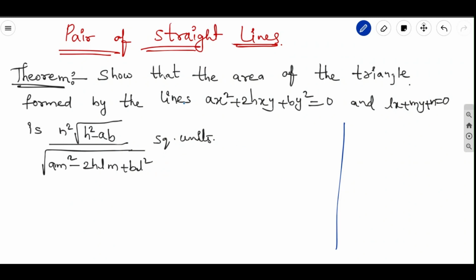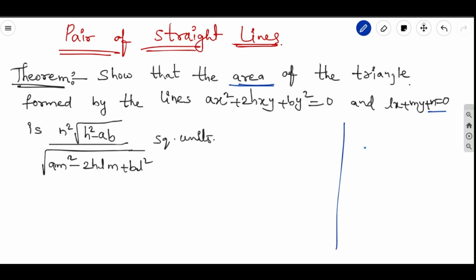I would like to discuss the pair of straight lines. The theorem is: show that the area of the triangle formed by the lines ax² + 2hxy + by² = 0 and the other line lx + my + n = 0 is n² √(h² − ab) / (am² − 2hlm + bl²) square units.